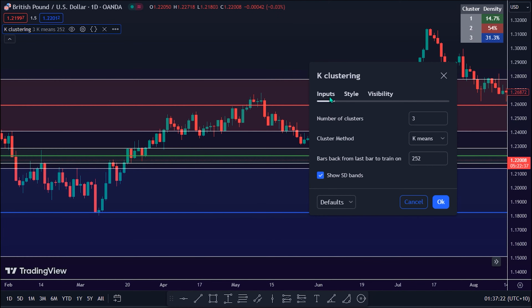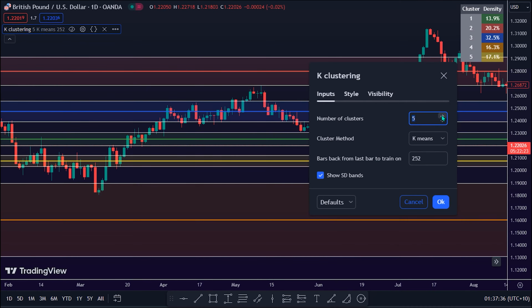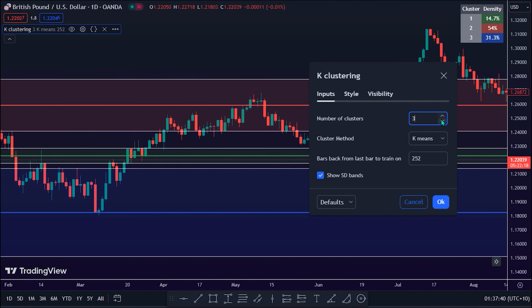Under the Input Settings section of the indicator, there is the number of clusters. By default, it is set to 3. The user can select from 3 to 5 clusters. A good rule of thumb is that if you're trading intraday, less is more. Think 3 rather than 5. For daily, 4 to 5 clusters is good.